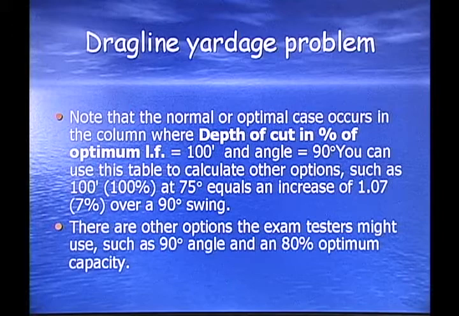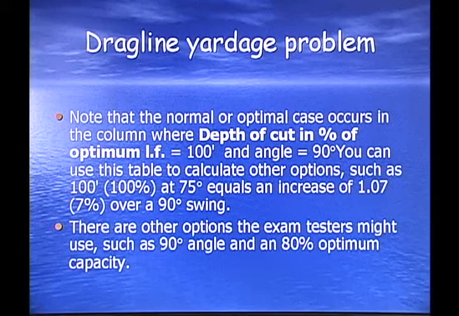And so right about in the middle of this chart, you're going to have your 100% category. If you go to the left, right, up, or down, you're going to be adding or subtracting capacity. You can use this table to calculate other options, such as 100% depth of cut and a 75-degree swing would give you 107% efficiency over a 90-degree swing. So if, instead of going a 90-degree swing like this, you can go 75, you're going to be picking up 7% efficiency. So if you can go faster, if you can move it less, you're going to be able to work faster and save money.